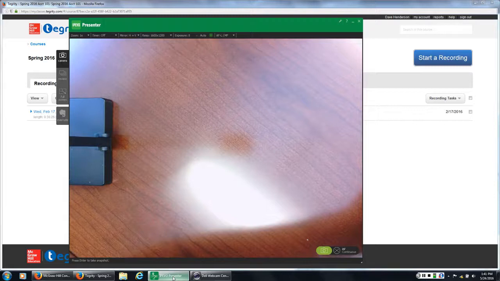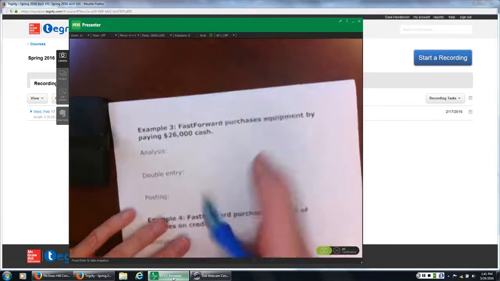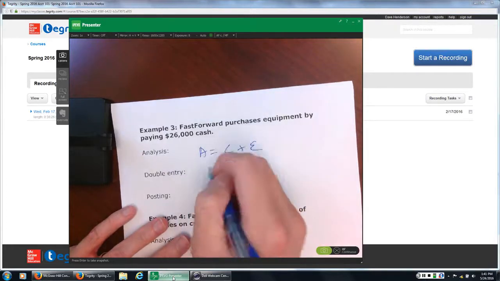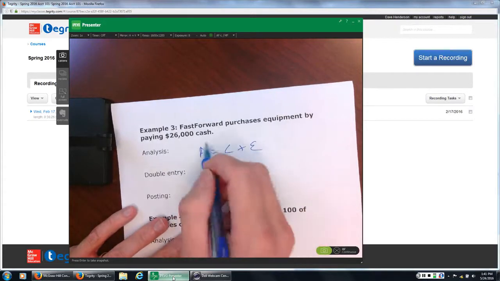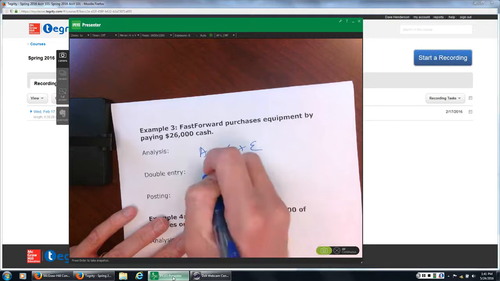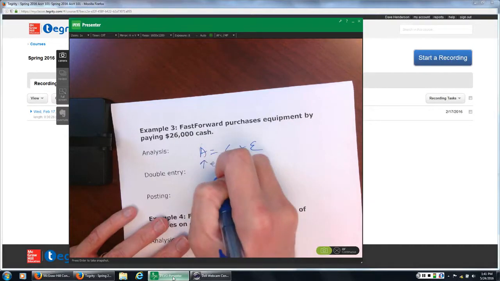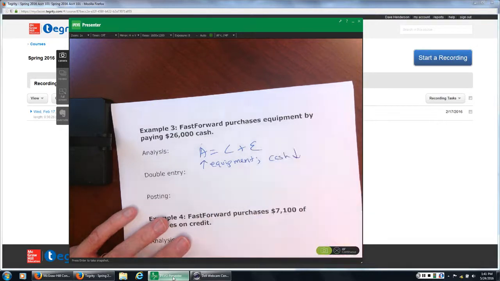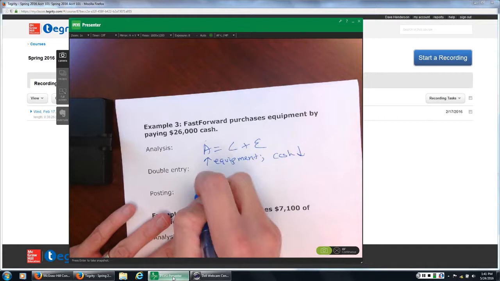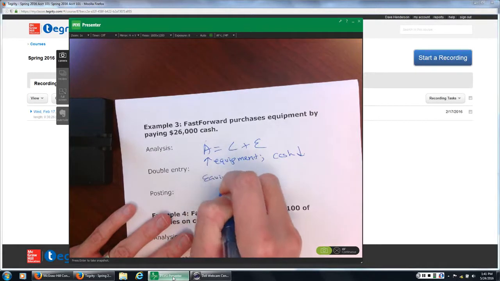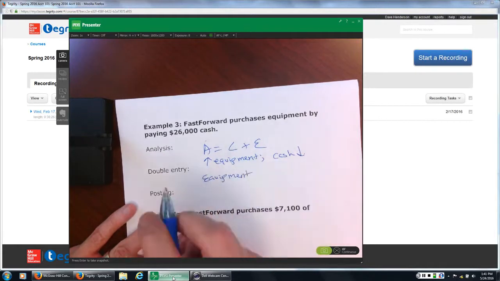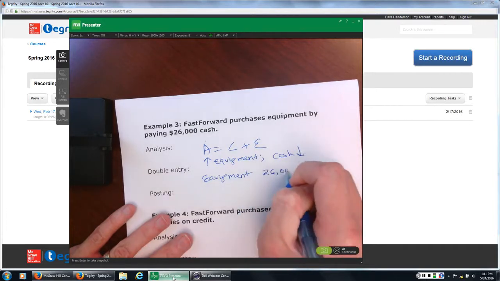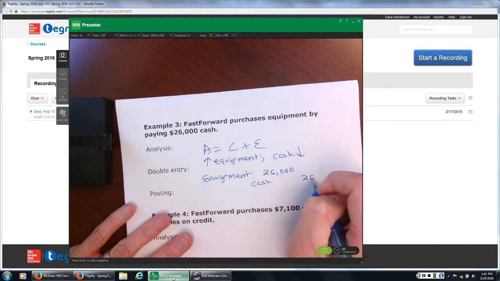Okay? So now let's look at the next one that we have, which is number 3. Fast Forward purchases equipment by paying $26,000 cash. It's the same deal as the supplies in the sense that this is not being affected. The only thing that's being affected is assets. So equipment is going up and cash is going down. Okay, so the journal entry would be a debit to equipment, which is an asset.